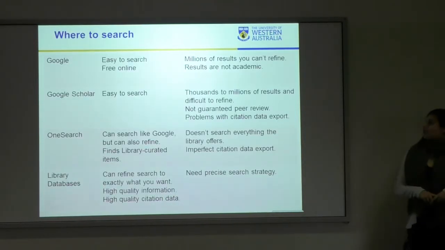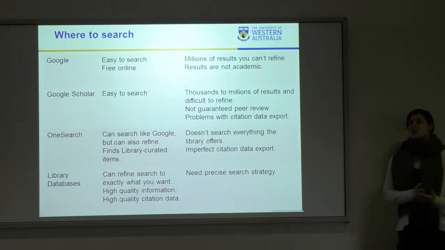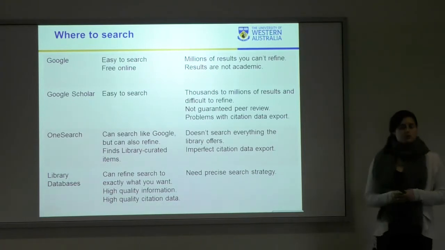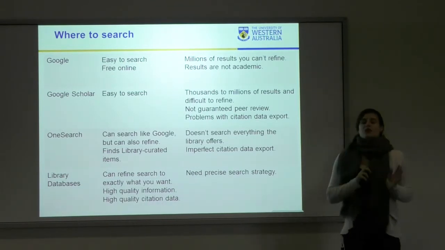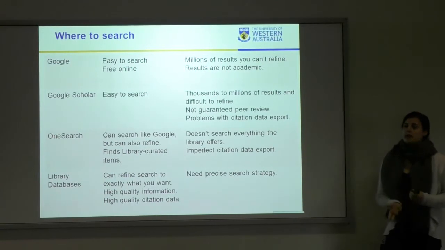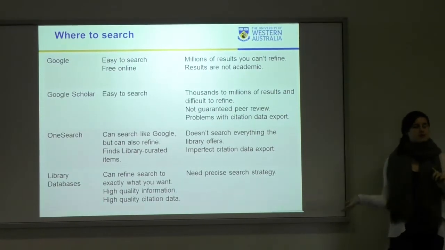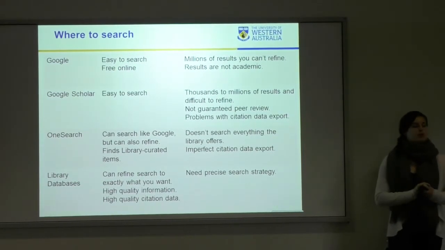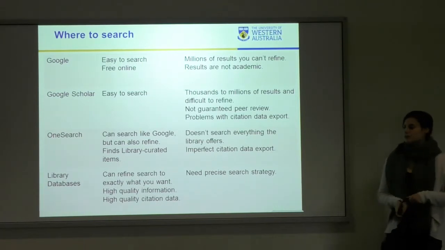So there are a few different places you might want to search, and they have pros and cons. Have you guys used Google Scholar a lot when you've needed to search for things? Yeah? Cool. So Google Scholar is really easy to search, and particularly if you know exactly what you're looking for, to copy and paste a paper's title into Google Scholar is really helpful. You can usually find it straight away.